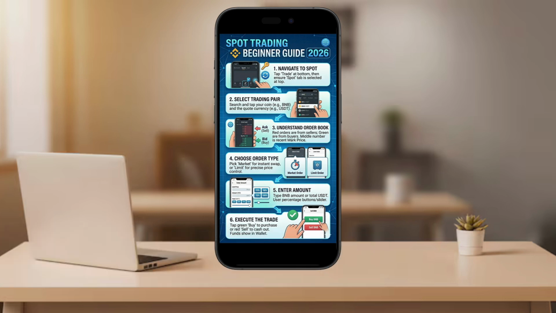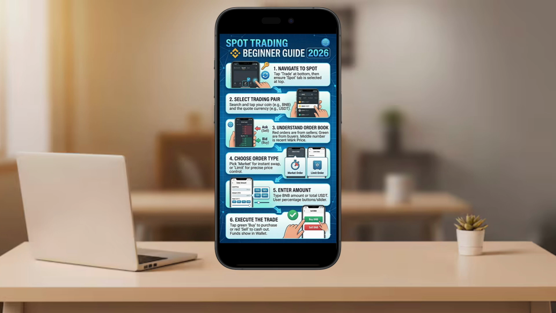So Binance spot trading is the most direct way to trade crypto, where you buy or sell assets like Bitcoin immediately at their current price. Unlike futures or margin trading, there is no leverage involved, meaning you only trade with the funds you actually own, which significantly lowers your risk of total loss.